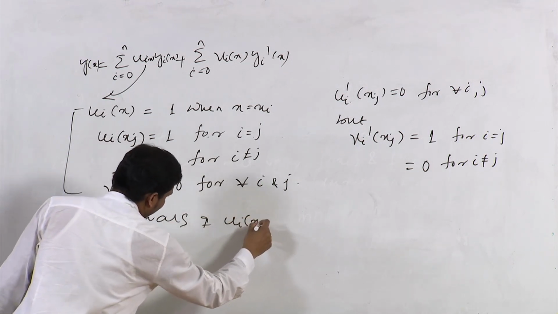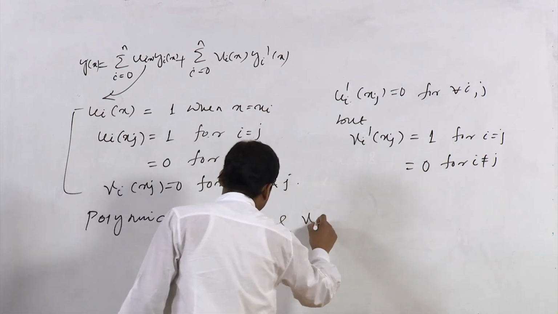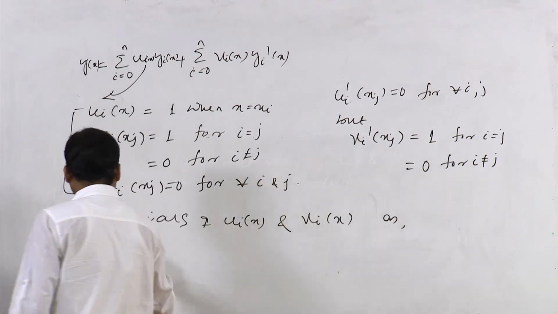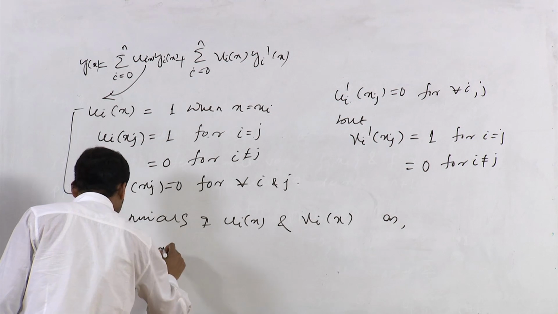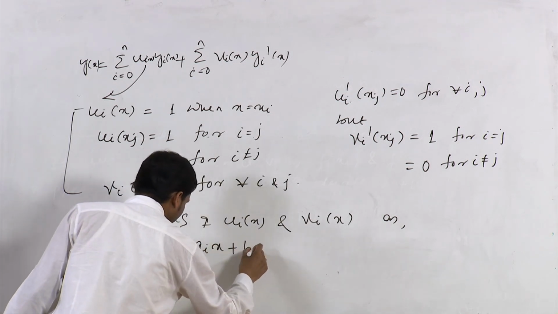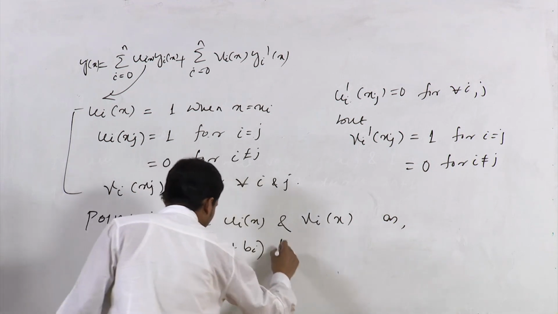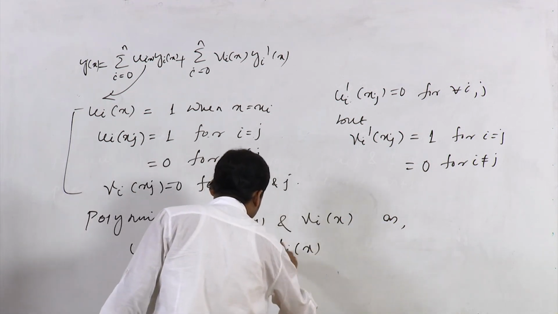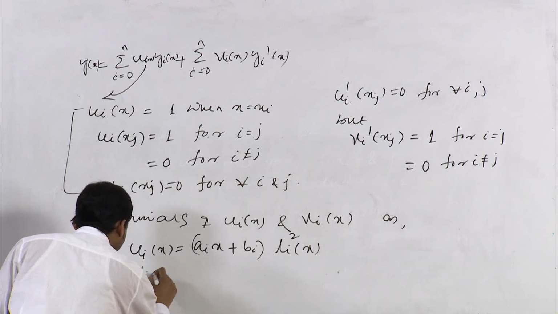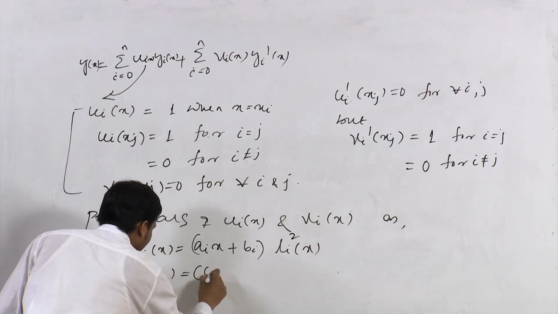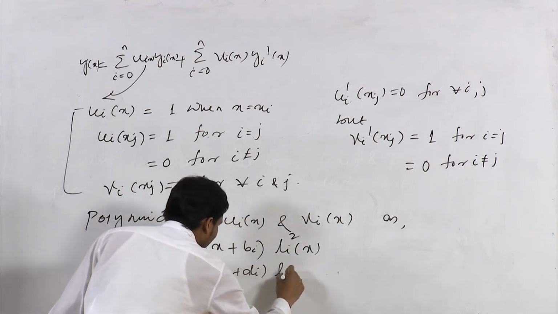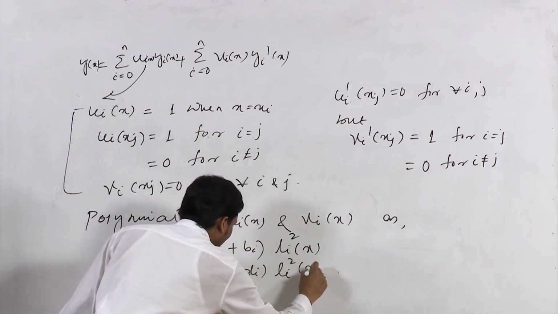and v_i(x) as follows. u_i(x) can be written as (a_i x plus b_i) into l_i(x) square. Similarly, v_i(x) can be written as (c_i x plus d_i) l_i square of x here.